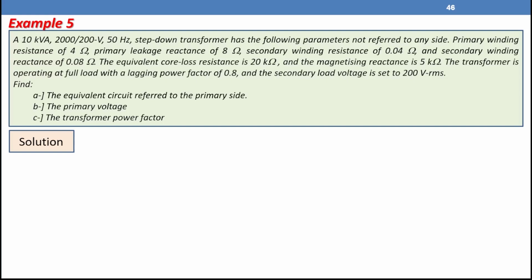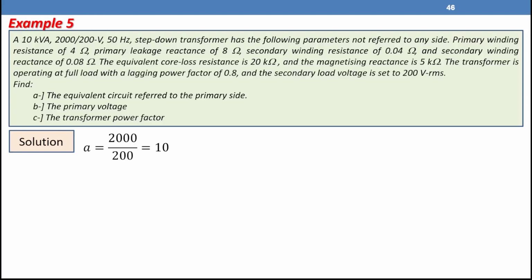The transformer is operating at full load with a lagging power factor of 0.8, and the secondary load voltage is set to 200 volt RMS value. We need to find the equivalent circuit referred to the primary side. So this means that we need to refer R2, X2, and if we have Z load, we are going to move it. If we don't have Z load, we are going to move V2 to be V2 dash. And we need the primary voltage in this case and the transformer power factor.